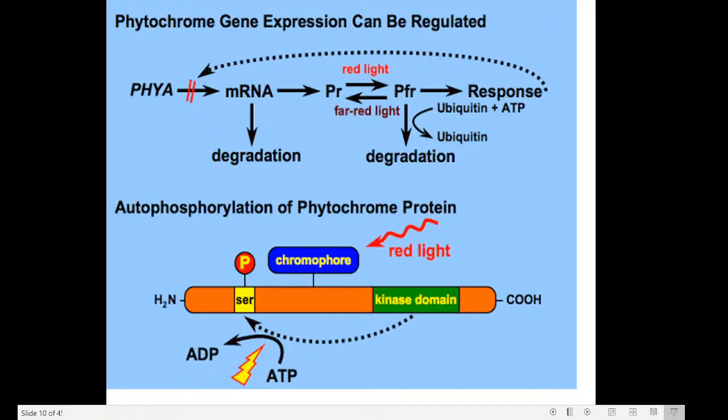For phytochrome gene expression: if there is mRNA activation, the phytochrome A activation means the phytochrome absorbs the far-red light, which promotes the mRNA degradation. Otherwise, the red light is absorbed by phytochrome 2, and this phytochrome 2 promotes seed germination. That is the whole process.